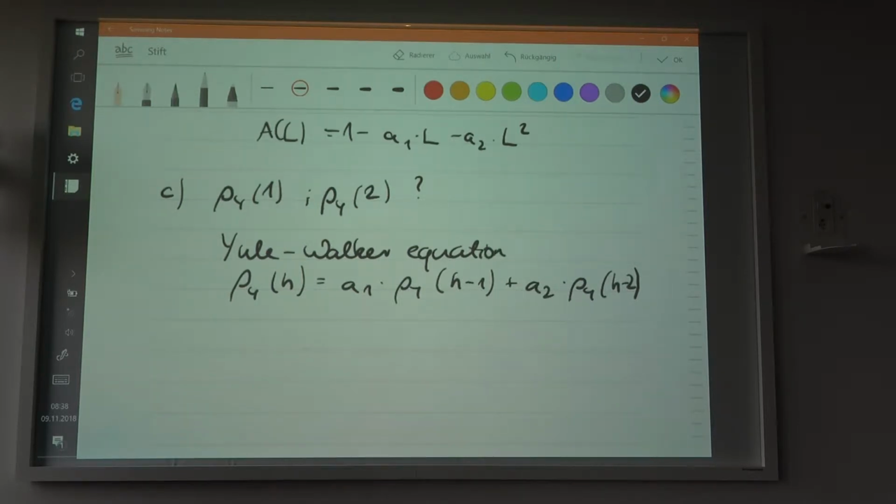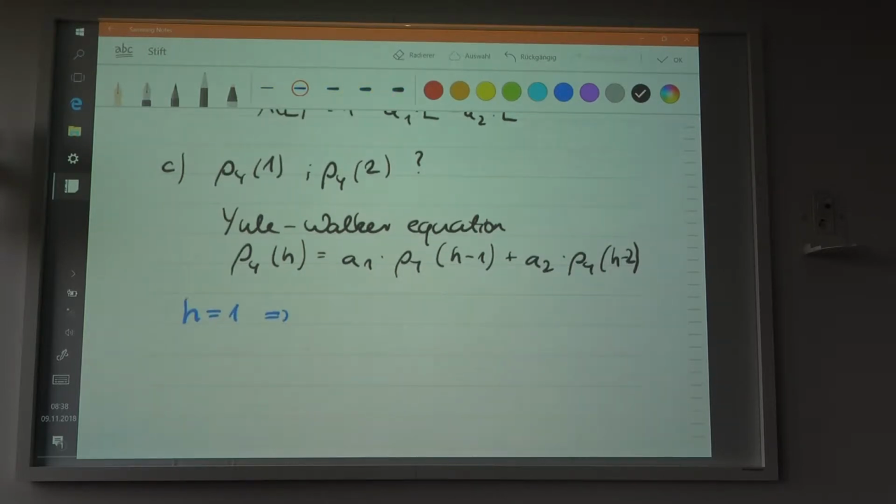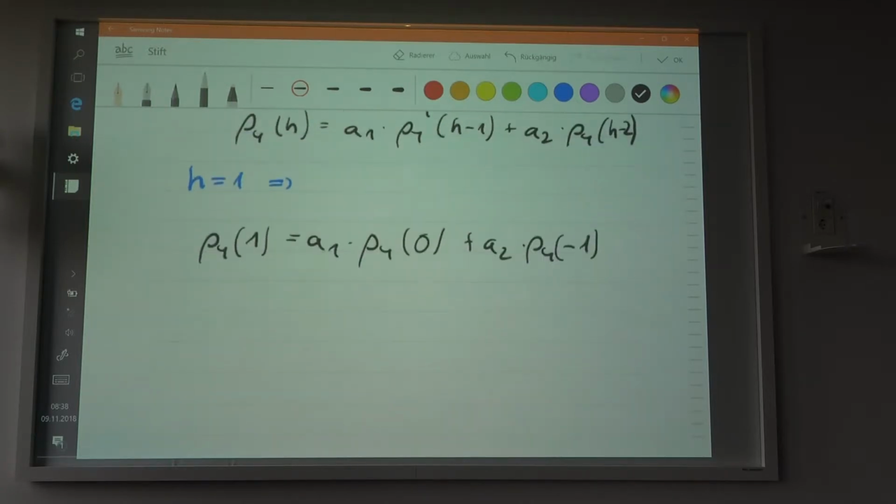And the thing is, we have to do this. Now let's start, and suppose we have that h is equal to 1. If h is equal to 1, then the Yule-Walker equation becomes as follows. Here you have the autocorrelation of the process at point 1, which equals a1 times the autocorrelation at point 0, because h minus 1 is equal to 0, and a2 times the autocorrelation at point minus 1. Okay, so this is what the equation becomes.